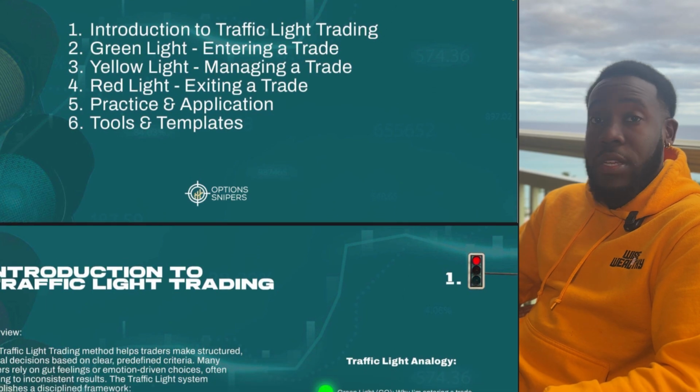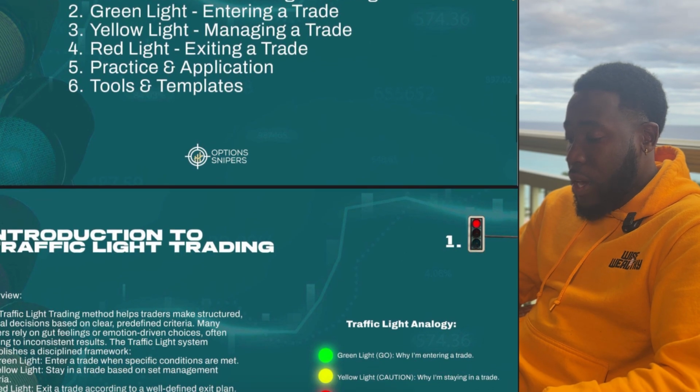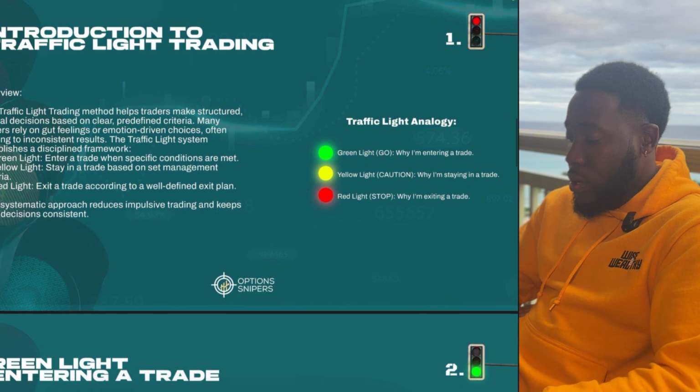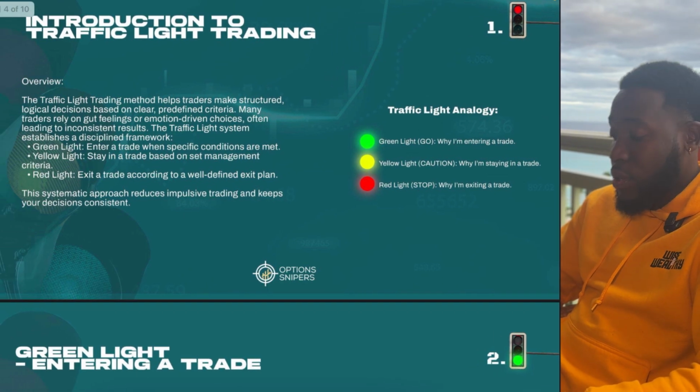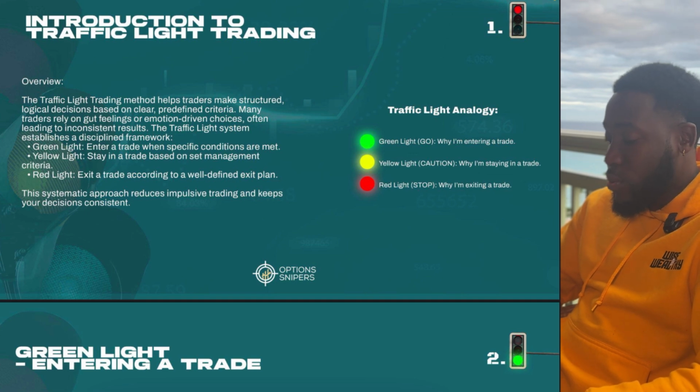And we're going to talk about the complexities of all 3 of these. Then we're going to essentially put it into practice, see if we can learn a few things today together, all right? So, the traffic light analogy is very simple. The green light means go. So that's how we're going to be entering our trade. We're going to master that.